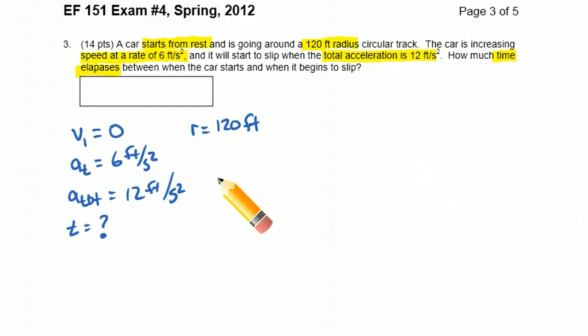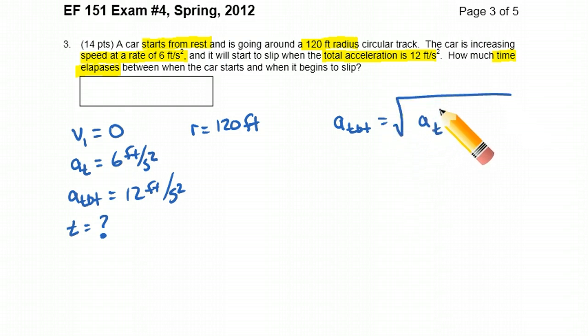Okay, so based on this tangential acceleration, that's the rate of change of speed, given the initial speed is 0, we can find the time if we can find the final speed when we slip. So that's the key. The other key is we need to remember the relationship that the total acceleration is equal to the square root of the tangential acceleration squared plus the normal acceleration squared.